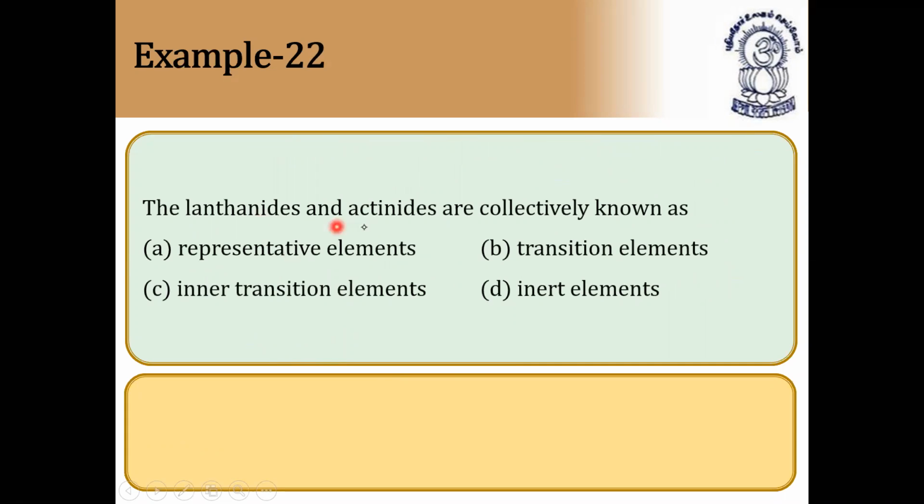The lanthanides and actinides are collectively known as, we already know, inner transition elements. The lanthanides and actinides are collectively known as inner transition elements. So the option is C. Next.